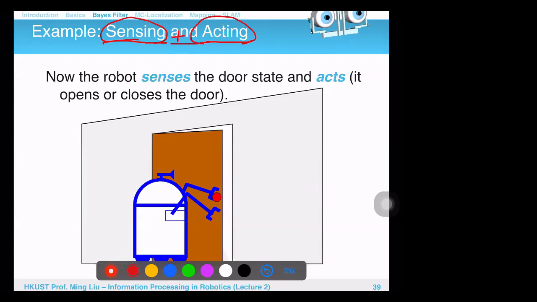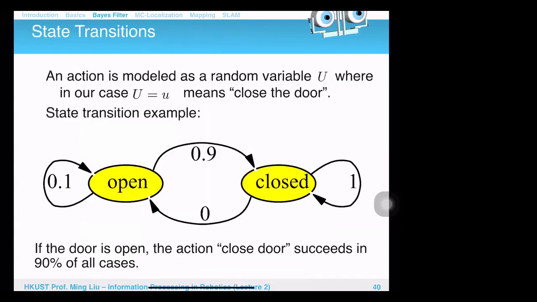Now we know the robot senses the door state by sensor fusion, right? You have many sensors, and we can allow it to open or to close the door. Previously we only had a camera, and now we have the robot arm. This robot arm can operate the door. Then what's the action result?